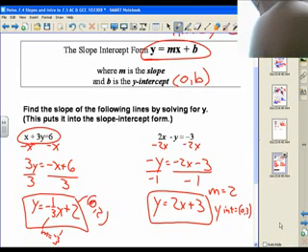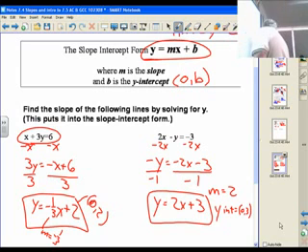Is the y-intercept on this. All right. Yes, sir.